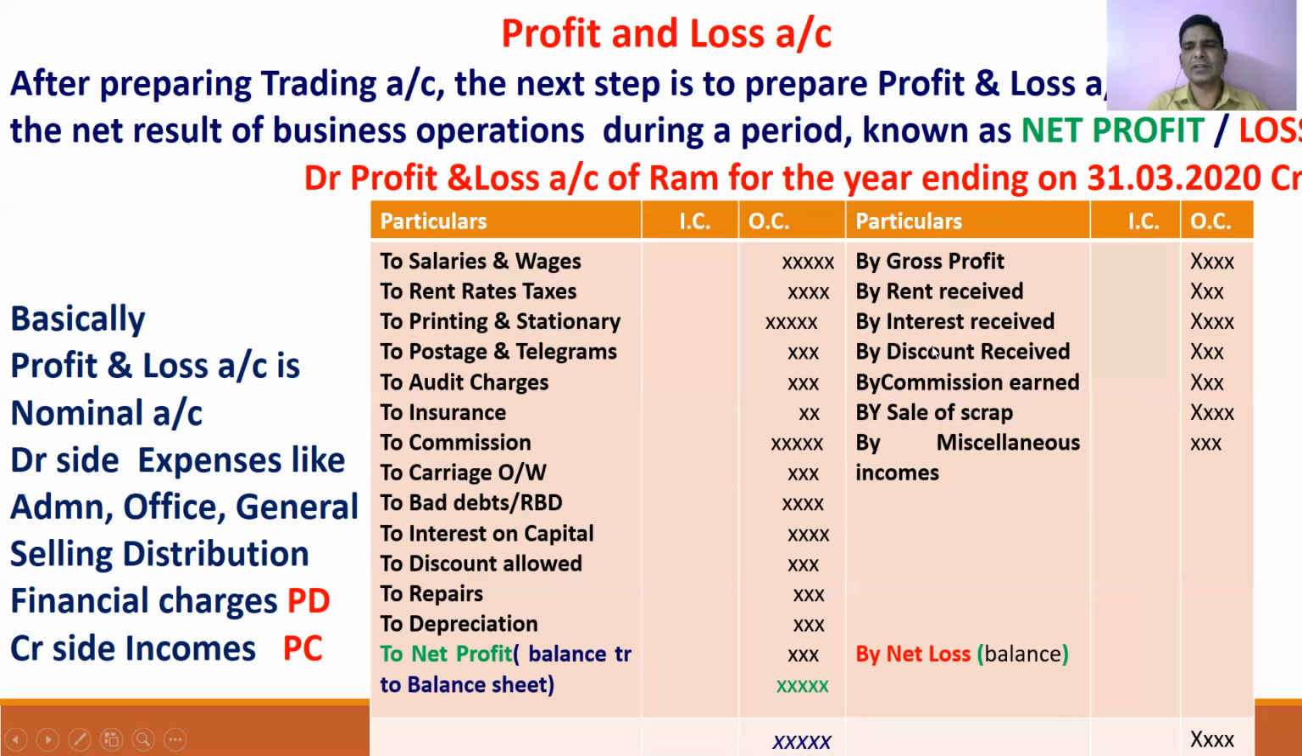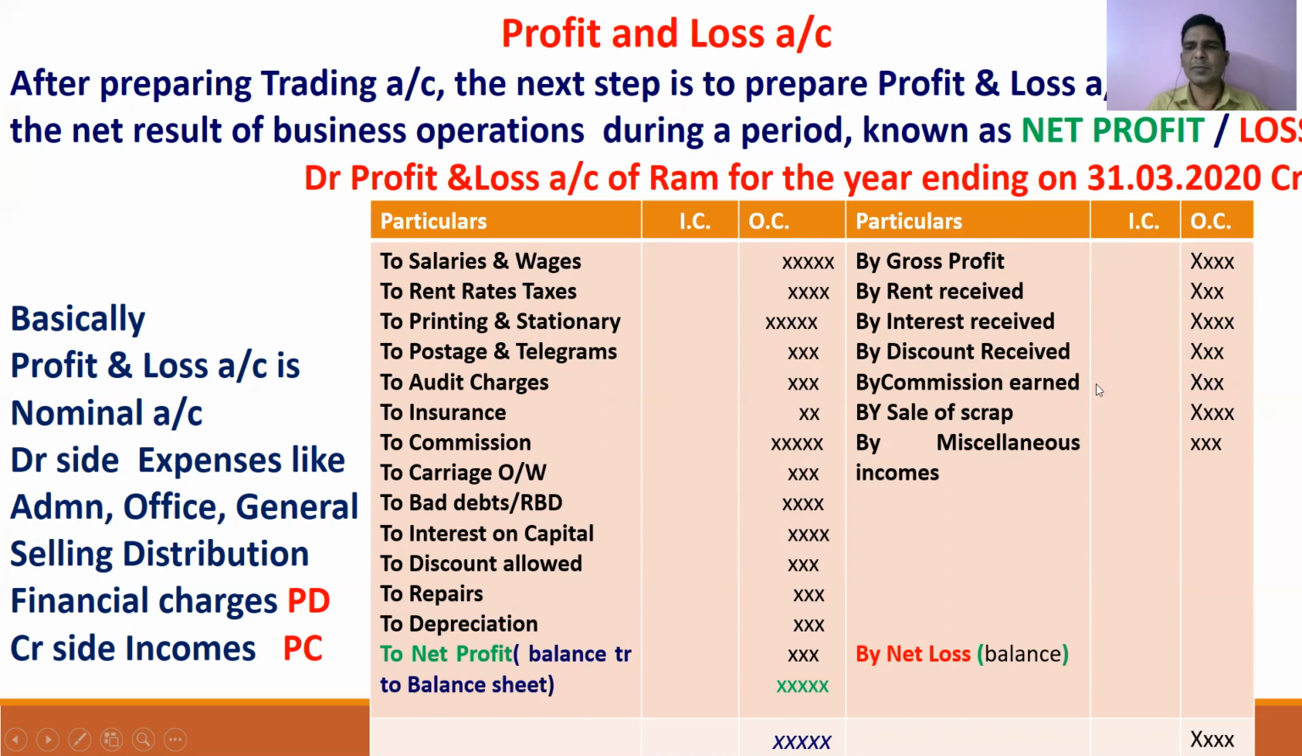These are the profit and loss account credit items, called PCs. Usually, if there is gross profit in trading account, that is transferred to profit and loss account. This is the transferred balance from trading account. Then rent received, interest received, discount received, commission earned, sale of scrap, and all other miscellaneous incomes are taken over. This is PC, this is PD.